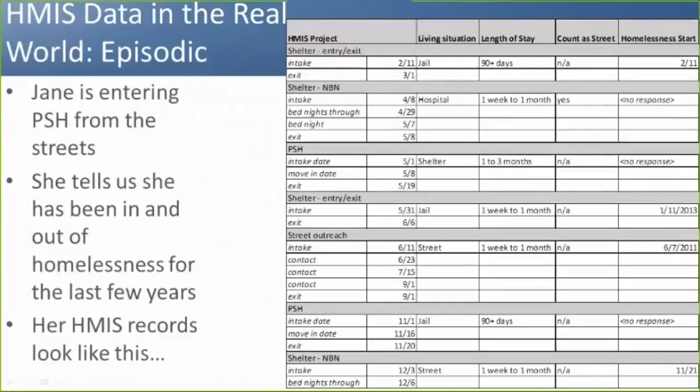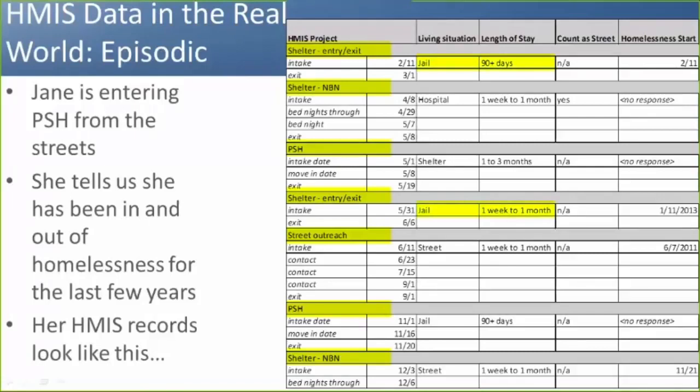So now let's talk about Jane. Jane tells us that she's been in and out of homelessness for the last several years. Her HMIS record definitely shows a series of shelter enrollments and street outreach contacts, but also shows some enrollments in permanent housing and a few self-reported periods in jail that lasted longer than 90 days.